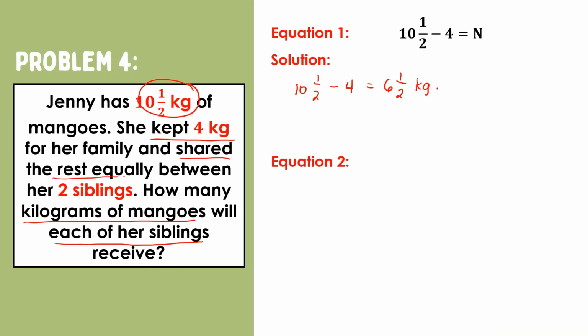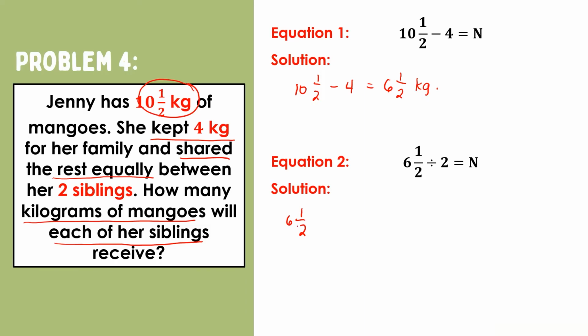Now, we can already solve for the kilograms of mangoes received by each of Jenny's sibling. The phrase, shared equally, means we have to do division. Since Jenny shared 6½ kilograms to her 2 siblings, we will have 6½ divided by 2. Remember, each is a keyword that helps us identify the divisor. In the problem it says, each of her siblings, and she has 2 siblings. So, 2 is the divisor.